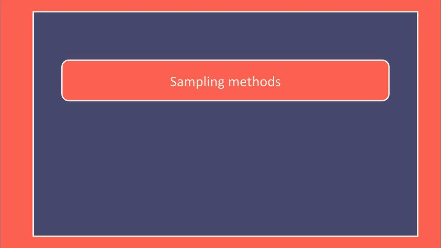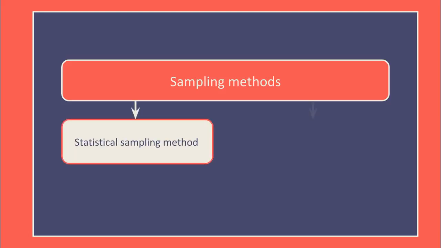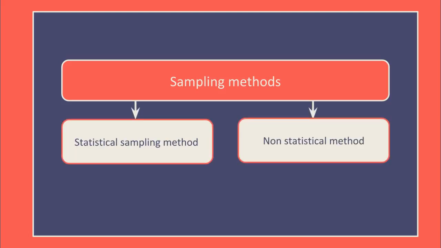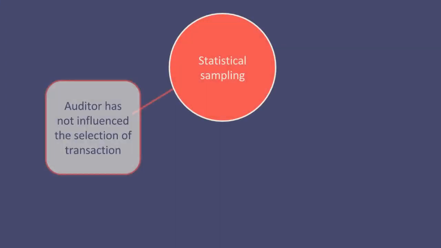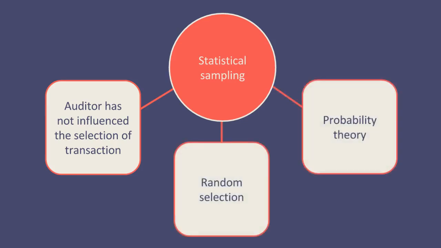Again, the auditor has a number of options to choose from, and these options can be categorized into two headings: statistical sampling methods and non-statistical methods. Statistical sampling methods generally are where the auditor has not influenced the selection of transactions. Random selection and probability theory are the common examples of choosing a sample in this way. Any other method would be categorized as non-statistical sampling.